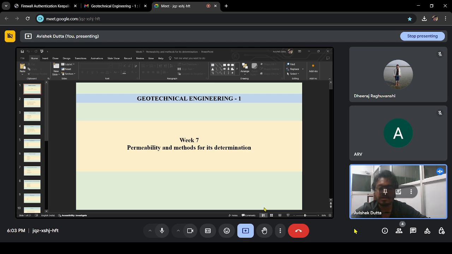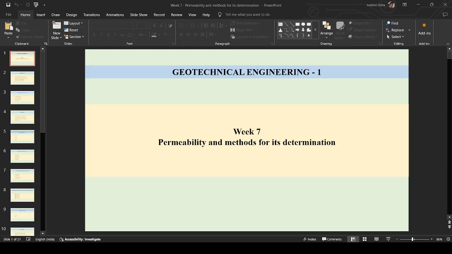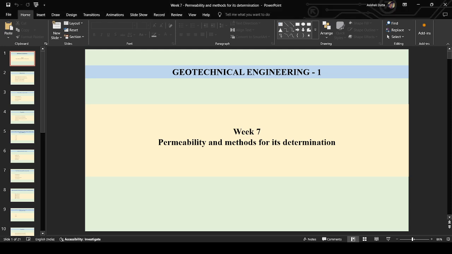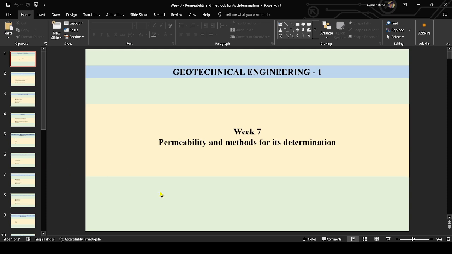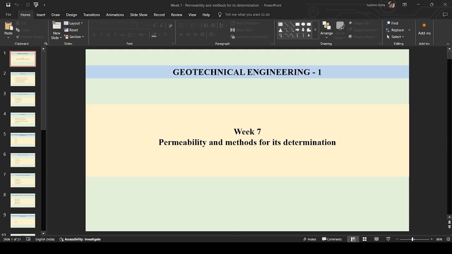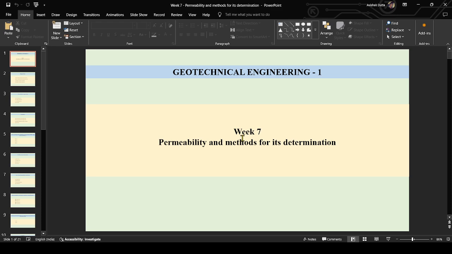Again, this is the seventh live discussion session of the course Geotechnical Engineering 1. I'll straight away go to the PPT. So I hope I'm audible and the PPT is clearly visible. Please write down the questions very carefully as I dictate them. Okay. The topic is permeability and methods for its determination. This is the seventh problem solving session. Okay. So, just a minute.